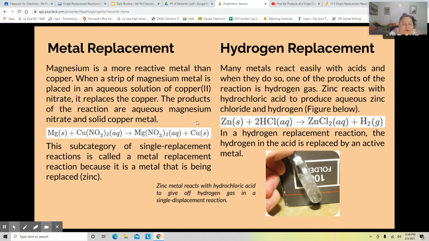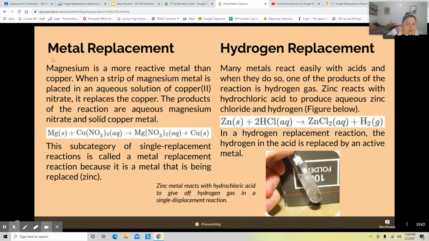All right, so here we have the reaction. We have single element magnesium, which is very reactive, and they're telling you that it's more reactive than copper. So magnesium will bump out copper. Copper ends up alone, right? You can see the copper alone over here. Magnesium bumps copper. Copper ends up over here. And look, magnesium is now attached to nitrate. Everybody see that?